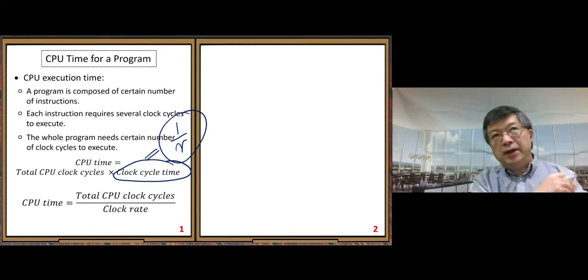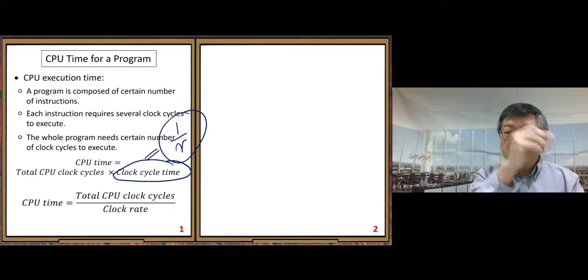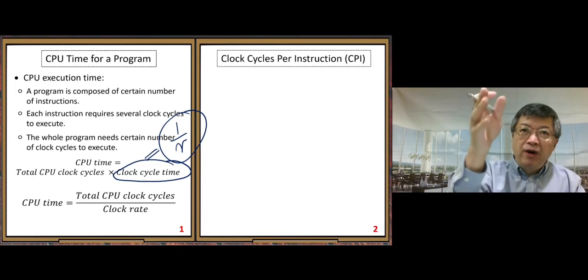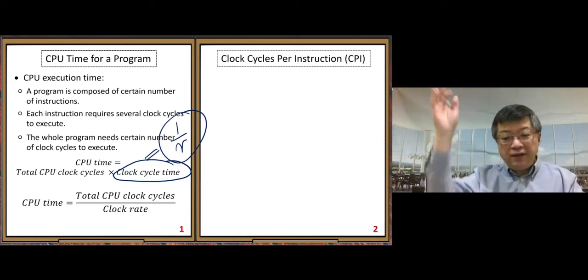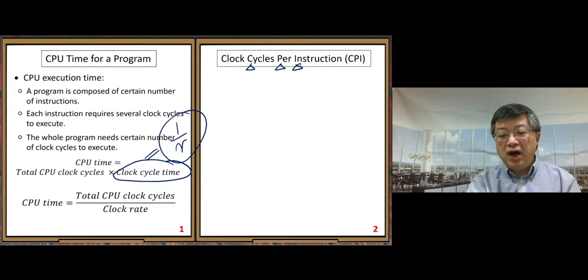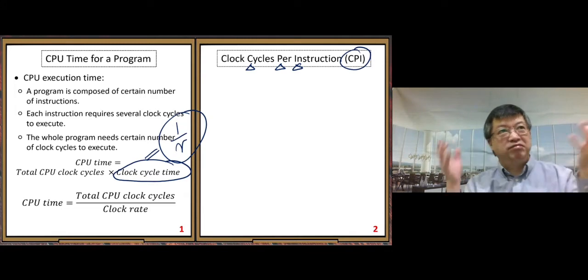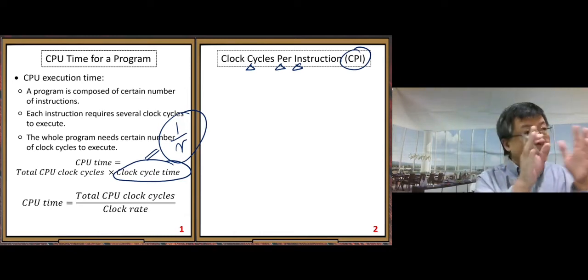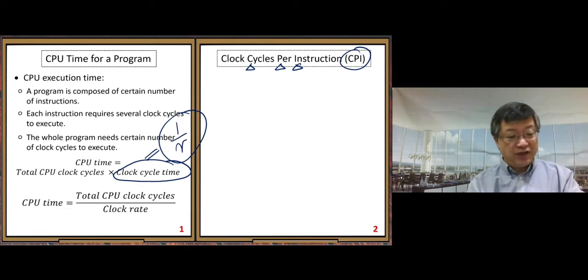Next, our main performance concept in this part: clock cycles per instruction, CPI. The keyword is cycles, per instruction, CPI. This concept, cycles per instruction, is very important. It is a performance measure for the CPU. So let's try to understand this concept.